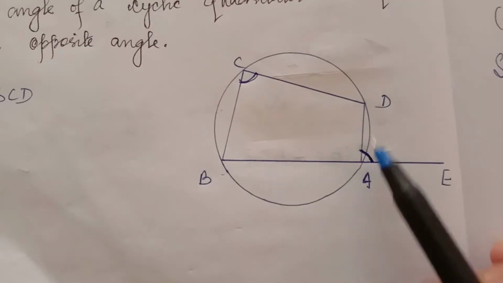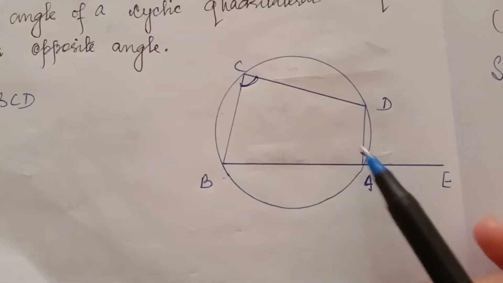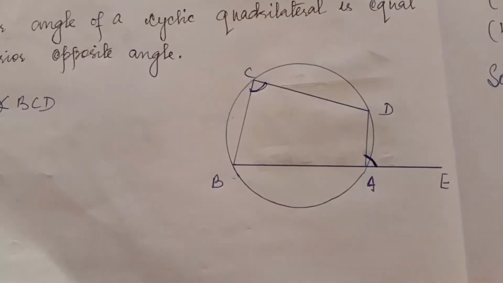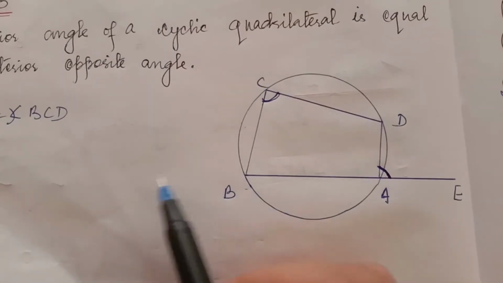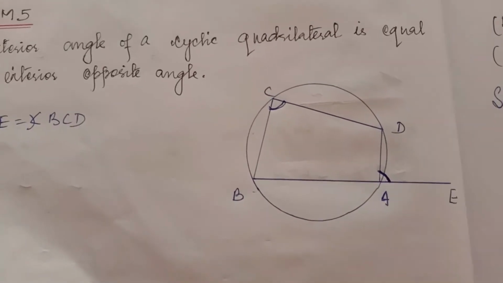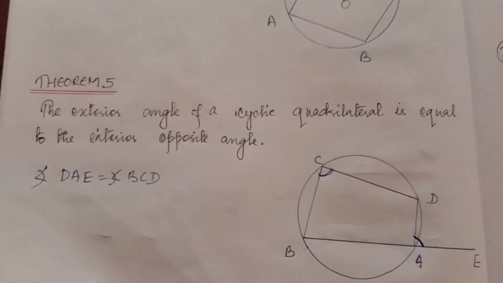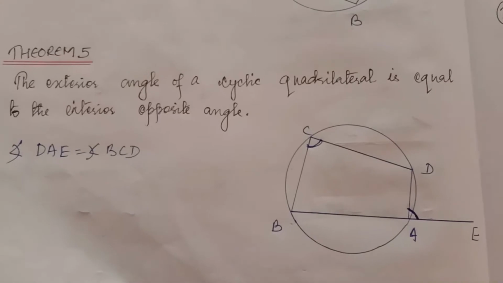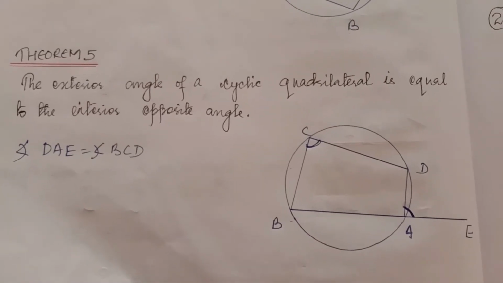So the exterior angle of a cyclic quadrilateral is equal to the interior opposite angle. So if you make the exterior angle, then this angle and this angle will be equal. So it depends on the question, okay. So these are the theorems. With the help of these theorems, we will solve exercise 17A.